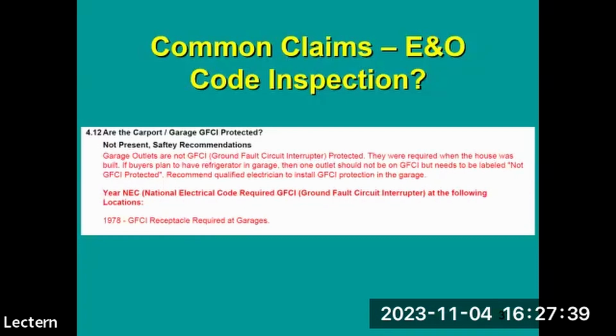Wow, you did like code research on plan check on this house? What code was enforced in plan check? If buyers plan to have refrigerator in garage, then one outlet should not be on GFI, but needs to be labeled not GFI protected, blah, blah, blah. Year NEC, 1978 GFCI. Holy Jesus, really?